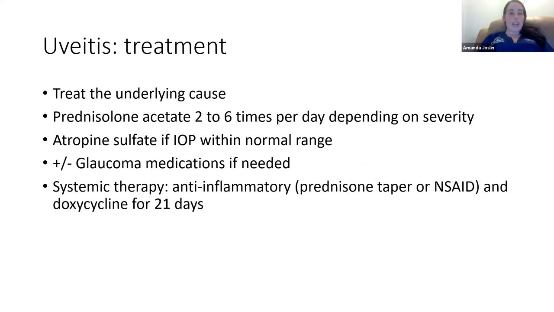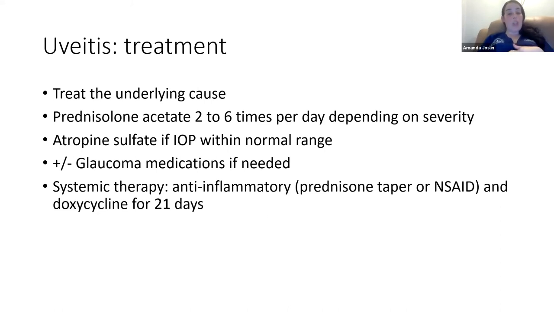You always want to treat the underlying cause, so that's why it's important to at least start a workup. Usually I can get owners to at least do the blood work testing, even if they don't want to do the imaging. And then what we do is we start prednisolone acetate in the eye if there's no ulcer, anywhere from 2 to 6 times a day, depending on the severity.